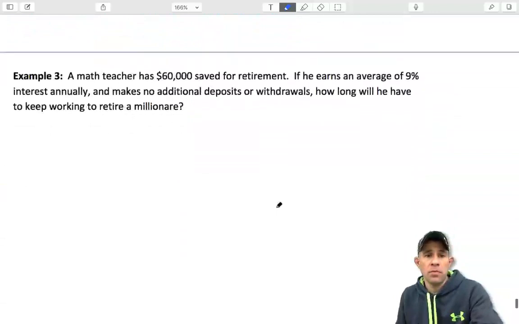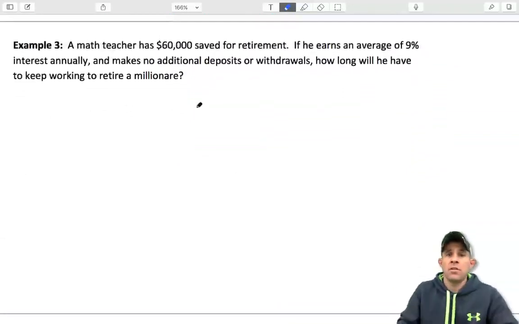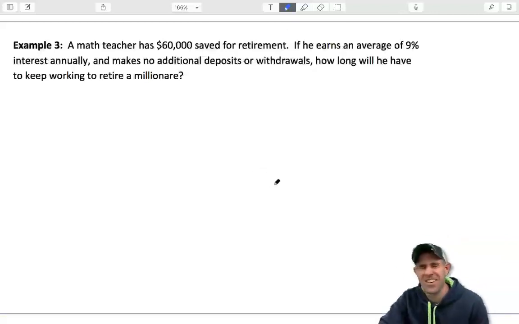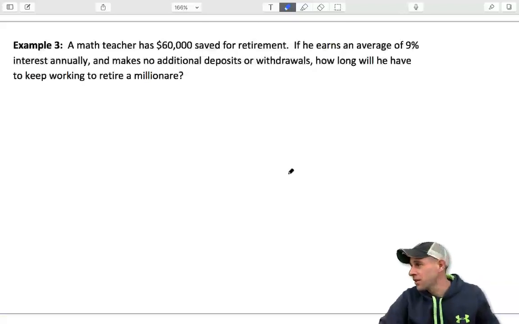All right, example 3 says a math teacher has $60,000. Oh, that's all. Oh my goodness. Who's writing this material? This is so funny.